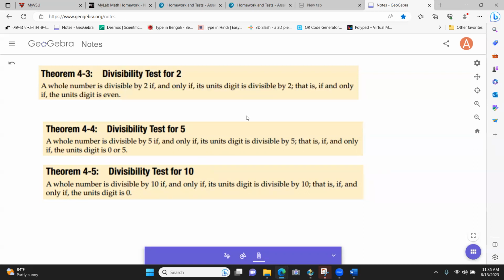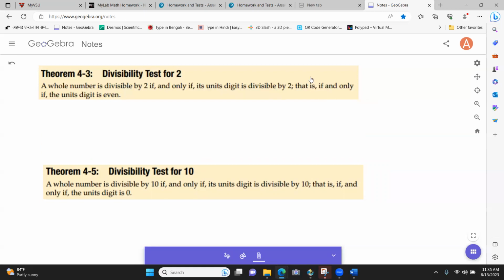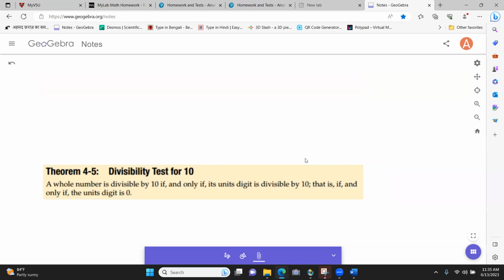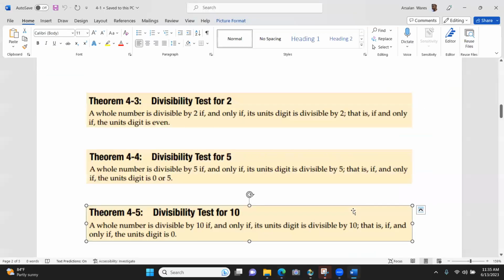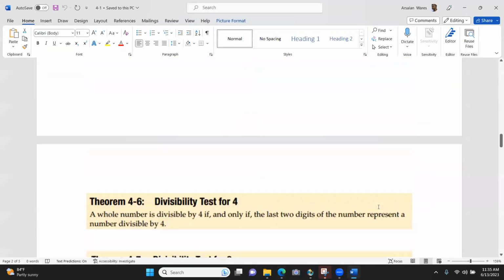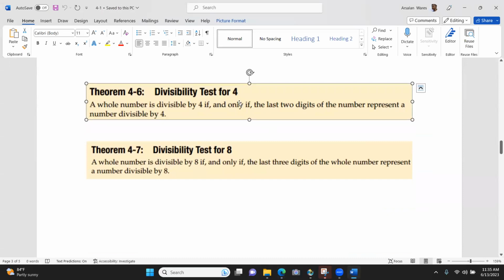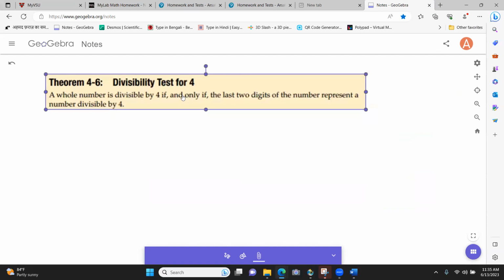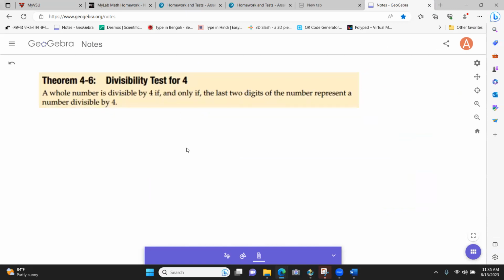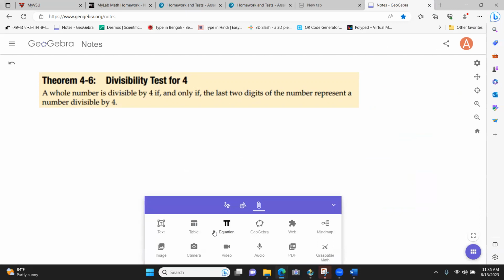Now we're going to do some hard ones, and I'm going to give you a little more explanation why it is true. Okay, if you read your book, you're going to see they explain it using ABC, and I'm going to avoid that because it's a little hard for our students to follow. Let's try the divisibility test for 4. What are they saying? A whole number is divisible by 4 if and only if the last two digits of the number represent a number divisible by 4. Well, what's that supposed to mean?